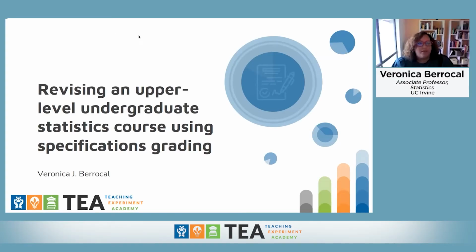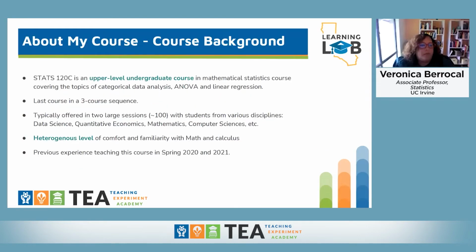I will start by giving you a little bit of background on the course that I revised this quarter using specification grading. It's Stats 120C, which is the last course in a 3-course sequence. It is an upper-level undergraduate course in mathematical statistics. It has two sessions of about 100 to 110 students.